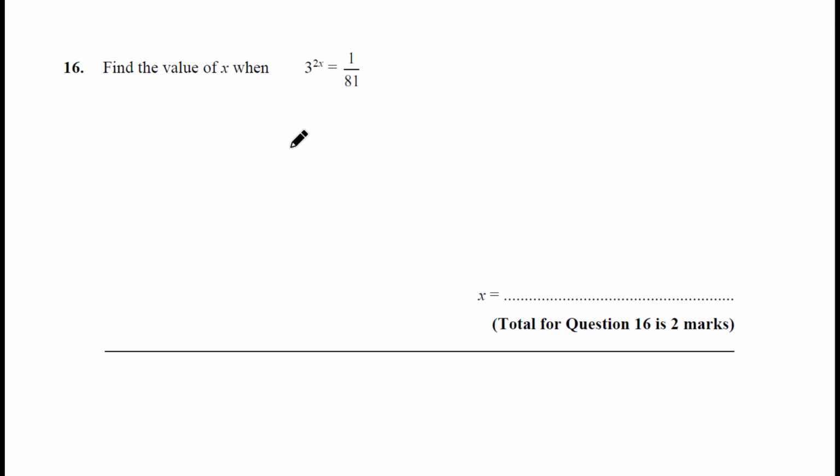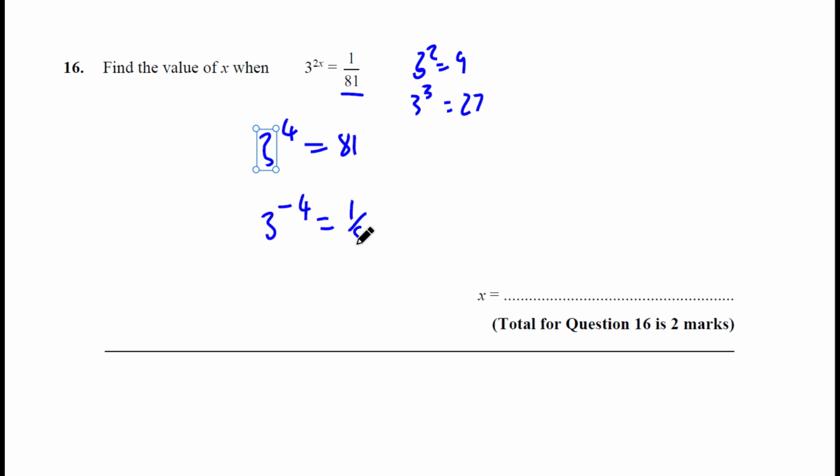Okay, let's look at question 16. This is like an indices type question, and it's just applying your skills. So step 1, you should know 3 to the power 4 equals 81. Right, because 3 squared equals 9, 3 cubed equals 27, and so forth. But how are we going to get 1 over 81? So can you remember, it's actually 3 to the power minus 4 equals 1 over 81, because that's what we're looking for here.